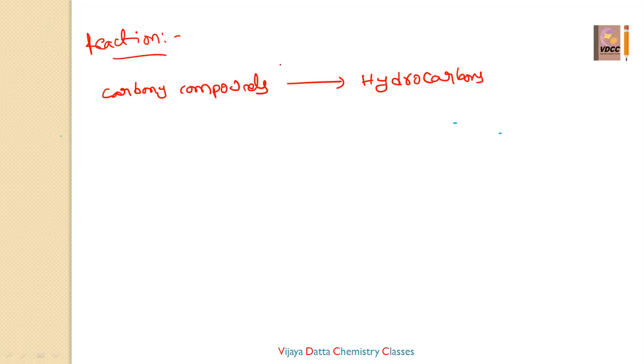But here, instead, we are going to use zinc amalgam as the reagent in the presence of HCl. Carbonyl compounds are converted to hydrocarbons with zinc amalgam and HCl; that is called Clemmensen reduction. The carbonyl compound can be any aldehyde or ketone. I am taking one example, CH3COCH3.